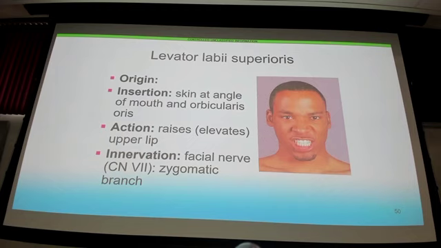Okay, levator labii superioris. Go back to naming tracks. Let's use our words. Levator means it elevates something. Labii refers to the lips. Superioris. So the upper lip elevator. It just has a fancy name. It's going to insert at the angle of the mouth and all around the orbicularis oris. Remember, that's the muscle that surrounds the mouth. Its job is to raise or elevate the upper lip. So this one is going to help with zygomaticus minor. It's going to raise that upper lip and expose your maxillary teeth. And it is zygomatic branch.